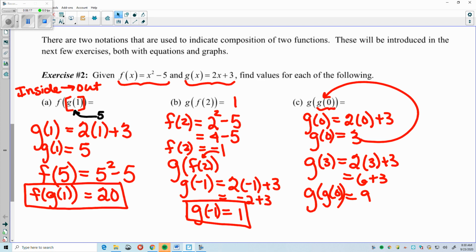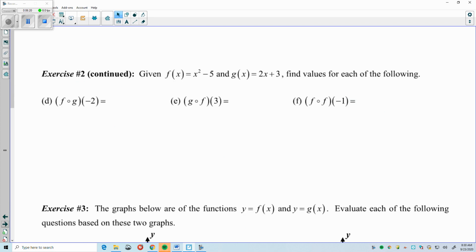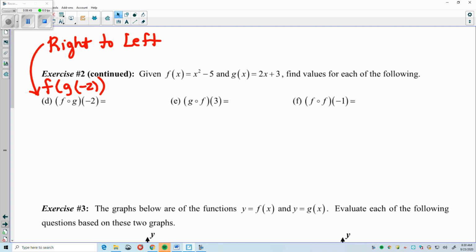So that's one notation. Another notation using the same functions is we get this open circle. You've seen this in geometry. You get this open circle, and it's the same idea. This notation would really be the same thing as saying this. They mean the same. Different way to write it. You're going to work from right to left or inside out. This notation, it may be easier to think right to left. That's what you would have done in geometry, is work right to left on these compositions.